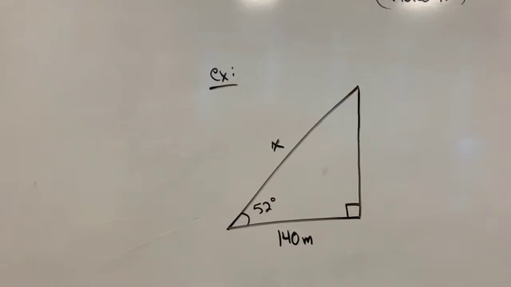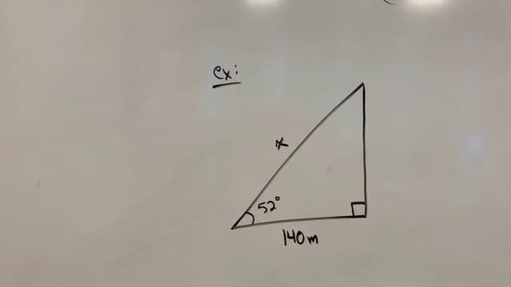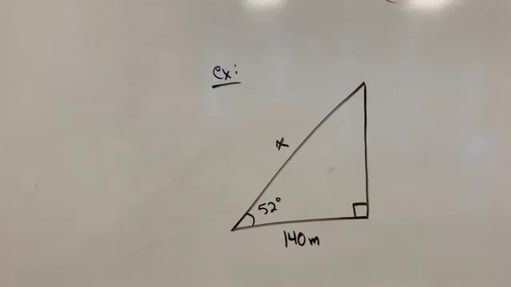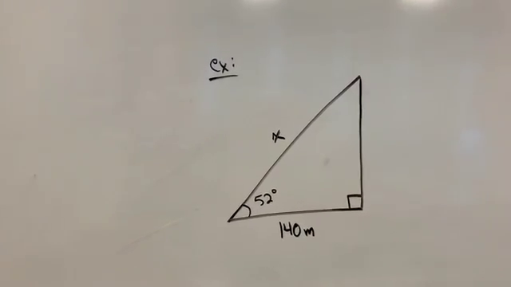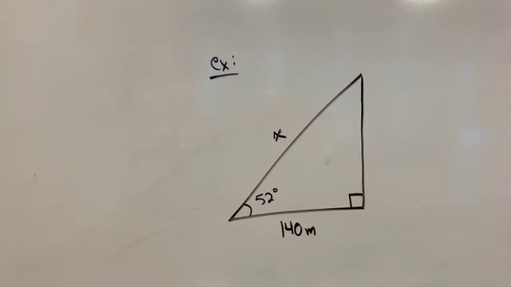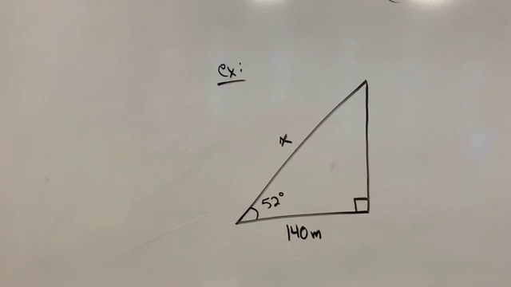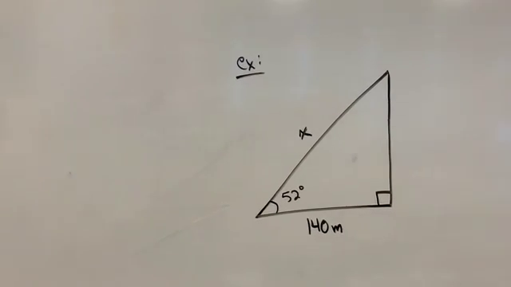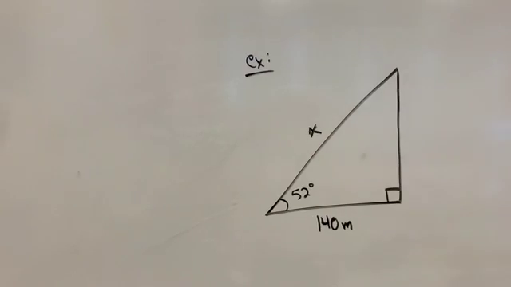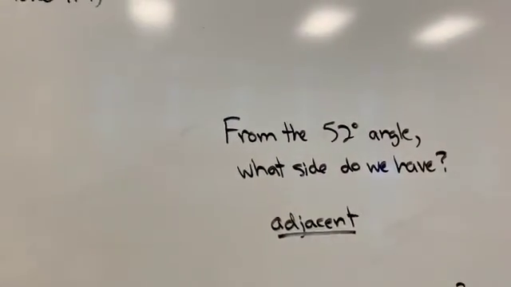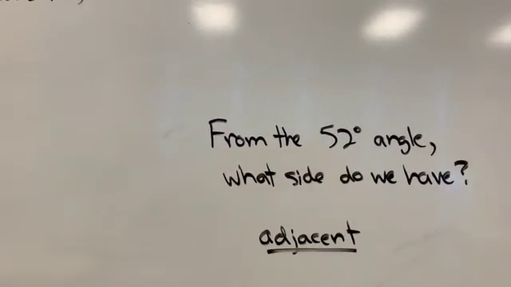What I want you to do when you're faced with a question like this, first of all, is realize it is a right triangle, so I can use my sine, cos, tan relationships, my ratios, SOHCAHTOA. From the 52-degree angle, the first question I ask myself is, what side do I have? What side is given? I look at that 140, and I say, okay, that's adjacent, right? So this is your thinking. What do I have? I have the adjacent.